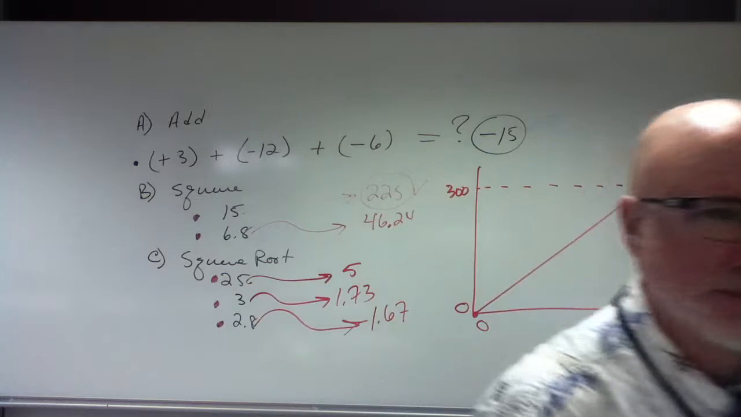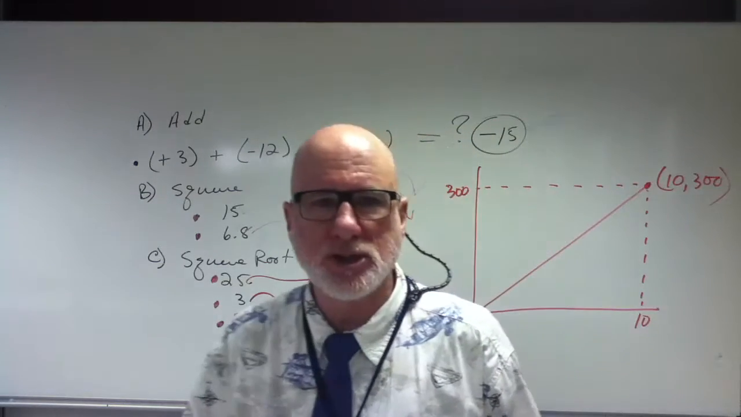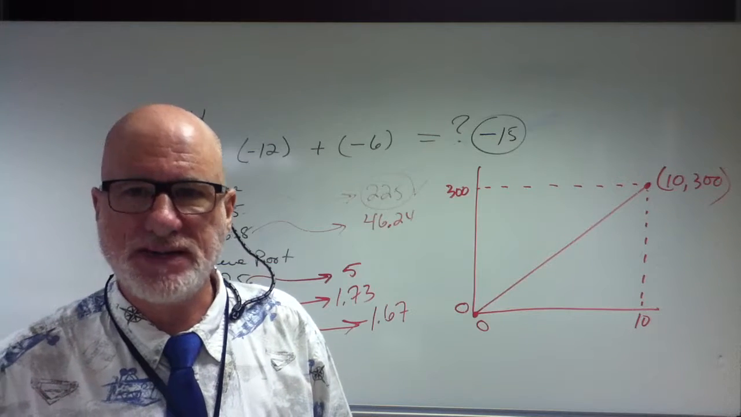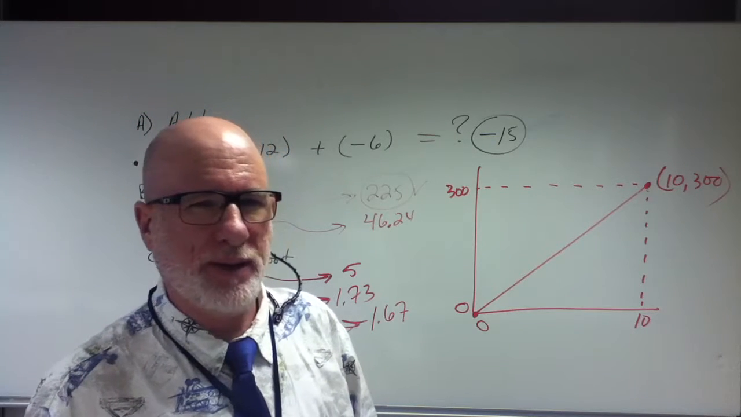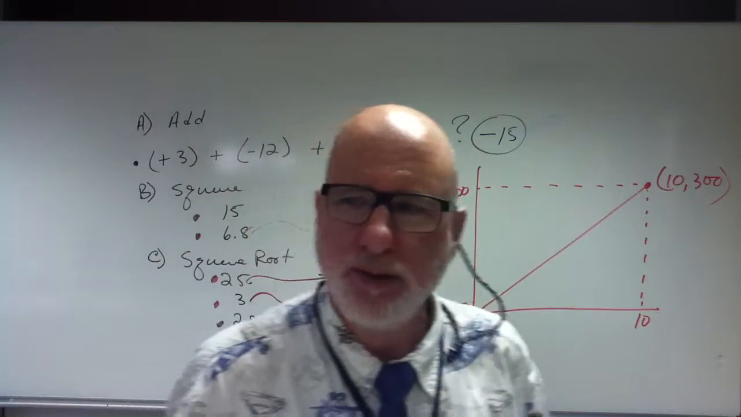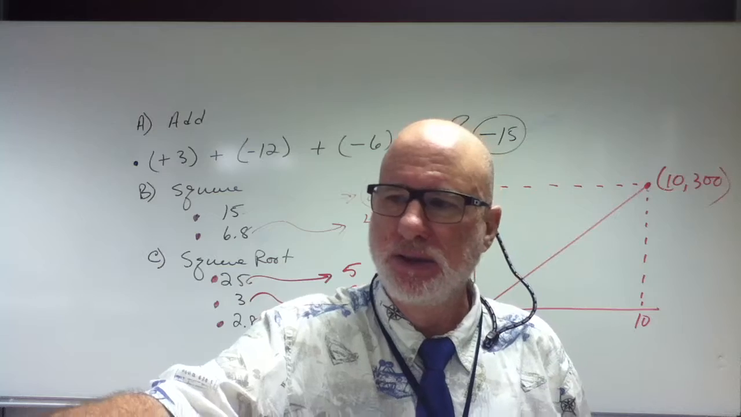Can you tell me the slope of that line, Alyssa? 300 over 10. Excellent. You want to reduce that for me a little bit? Use your internal calculator. 30 divided by 10 is? 300 divided by 10 is? What is it?